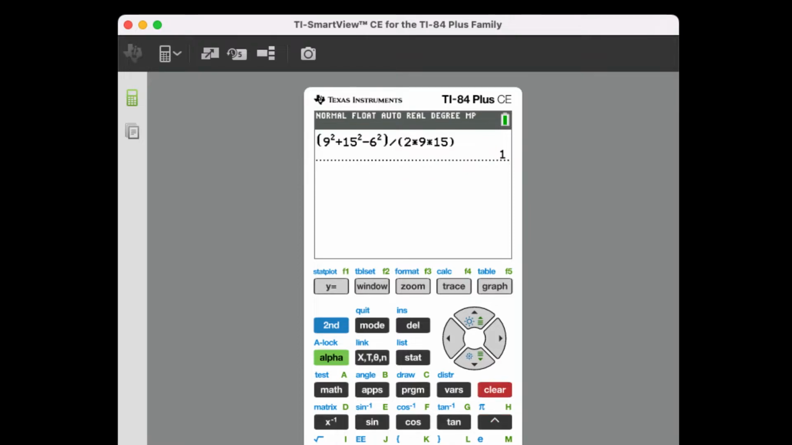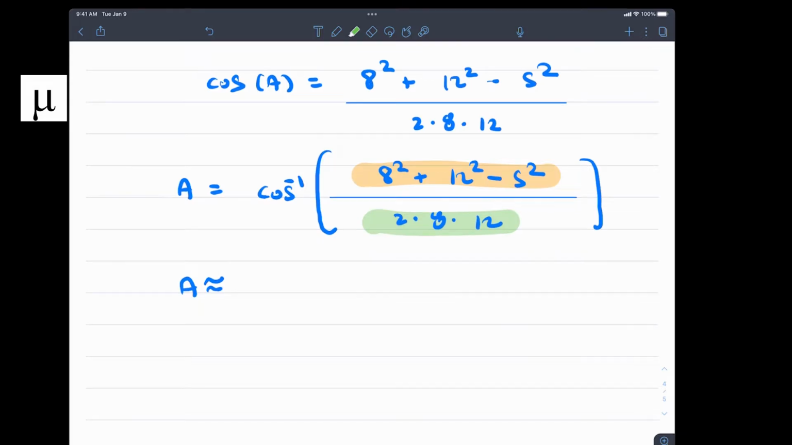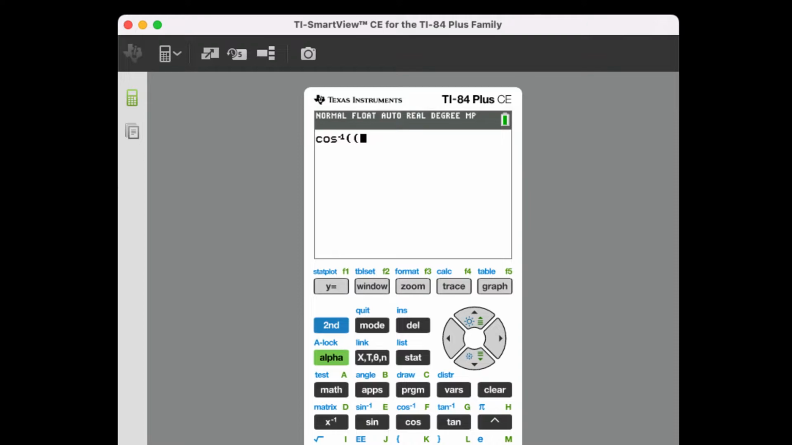Let's try it out again. Here we go, okay? So enter, again, second inverse cosine. You now have that numerator to do. You say, what's the numerator? It's all of this. And then this is going to be your denominator, okay? So, okay, let's try that one out. So, we have 8 what? 8 squared plus 12 squared minus what? 5 squared. Close that, divided by 2 times what? 8 times 12. Close that again.